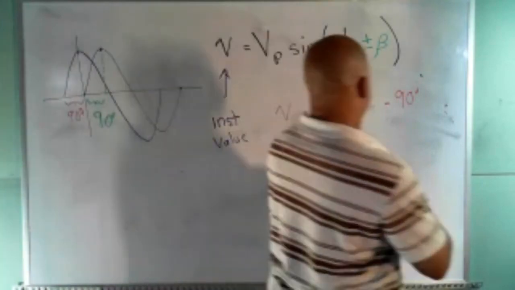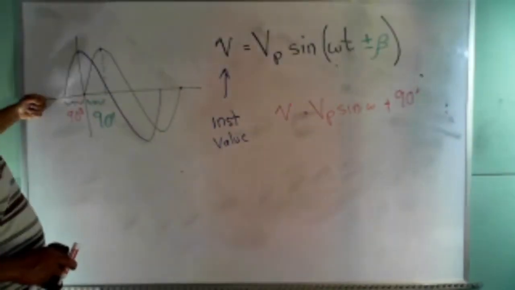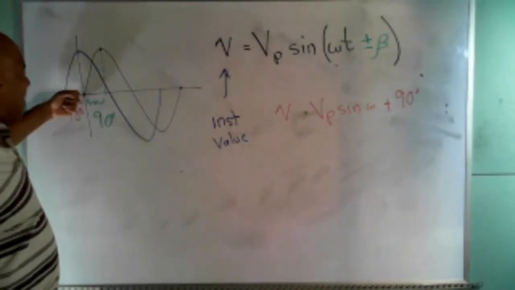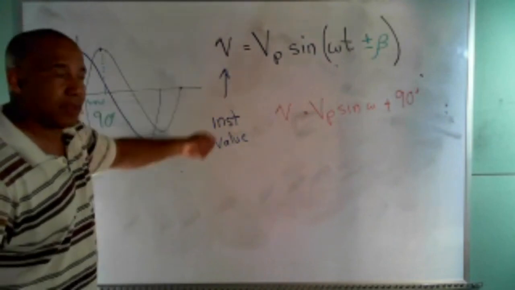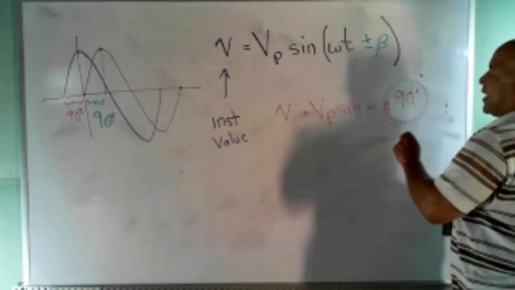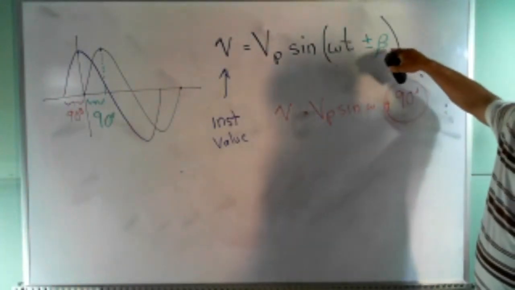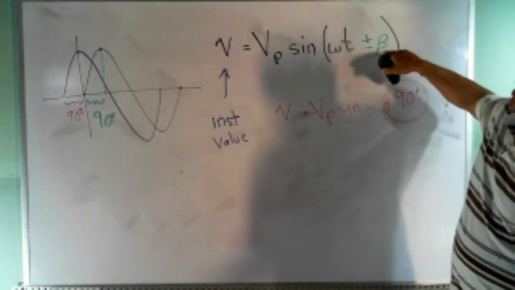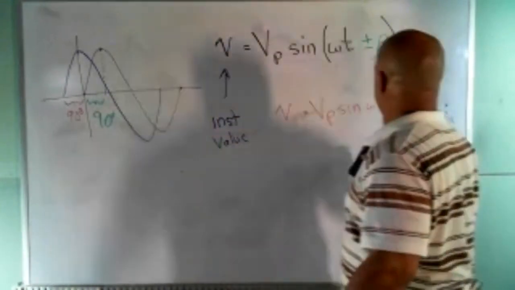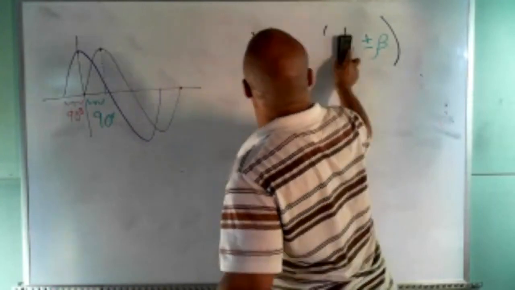If I'm adding a phase angle, that means I'm taking the sine wave and moving it to the left by however many degrees that is. In this case, it's 90. And if I'm subtracting, I'm pushing it to the right. So whatever you see here is the phase angle. And notice that this is in radians, but we always show that phase angle in degrees, because that doesn't change the value of anything. It just shifts the sine wave back and forth. So now, having said that, let me go back to what I said before.